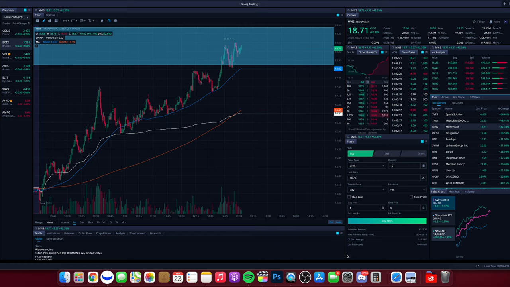So in today's video, we're going to be doing a tutorial on how to short a stock on Webull. We'll be talking about what you need in order to be able to short, and then how it works, and then how you can calculate the hard to borrow fees and things of that nature.